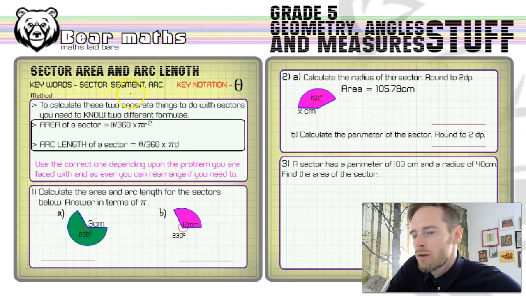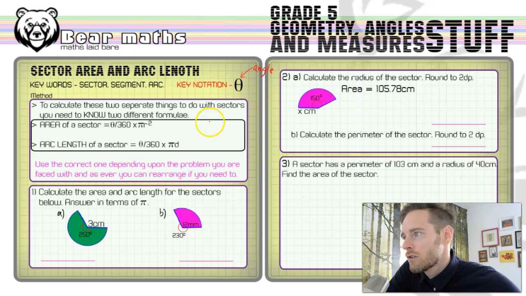A segment is created when a chord joins the arc, and that's the part of the circle that we refer to as a segment. And this key notation here is an angle. That is the notation that's used for angles, the Greek letter theta, but we refer to it as just an angle in maths. And I'd quite like to go through some parts of a circle, because I haven't done a video on parts of a circle. You will get tested on your understanding of parts of a circle at some point, but it's easy to understand through all the other examples I've done.